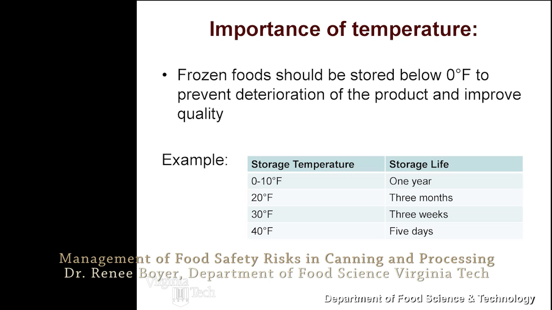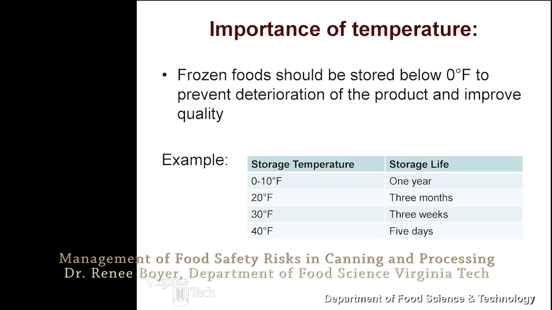So if you have something that you are storing in your refrigerator, and this is just a general guide, its shelf life might be 5 days. If you put it at 30 degrees, then its shelf life would expand to 3 weeks. If you put it at 20 degrees, its shelf life would expand to 3 months. But if you put it at the recommended temperature, that's why it's really important to make sure your freezer is working correctly, then its storage life is a year. So it just goes to show how every 10 degrees difference in temperature has such a vast difference on the shelf life of the product.